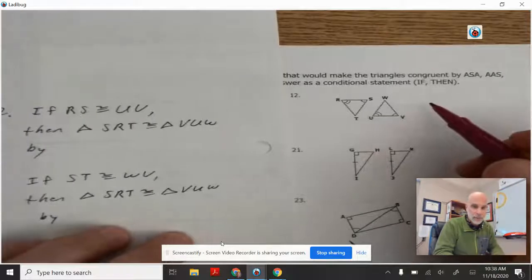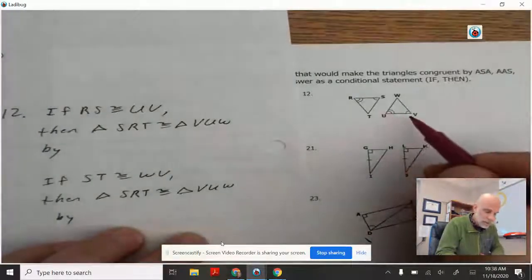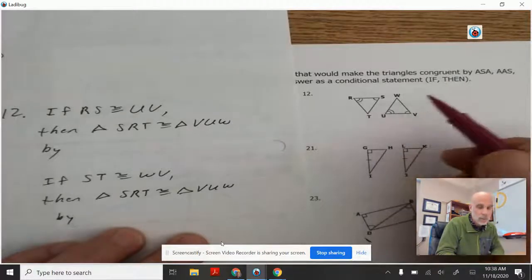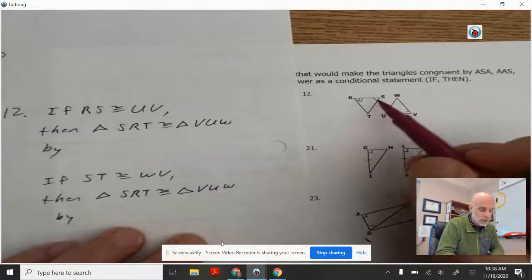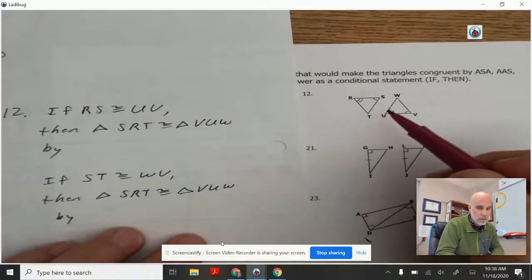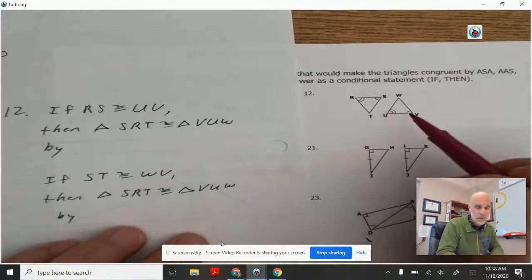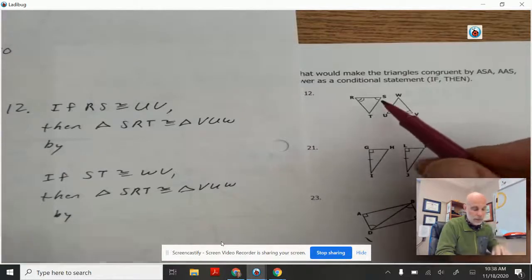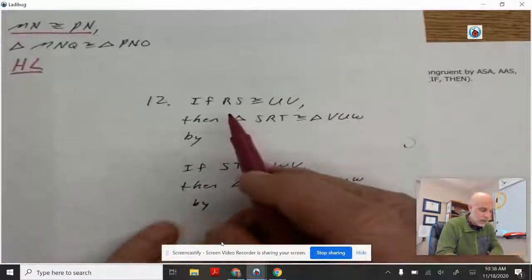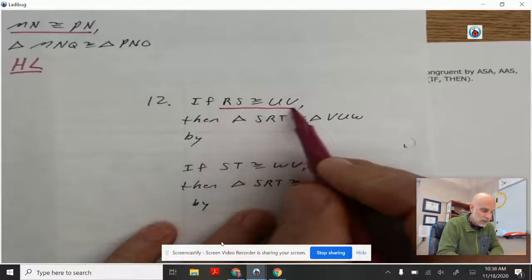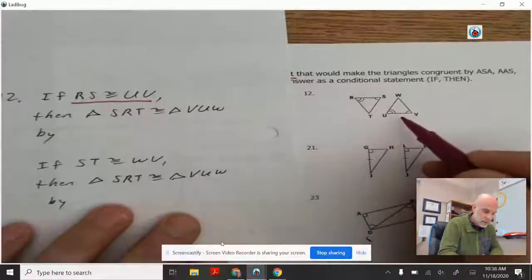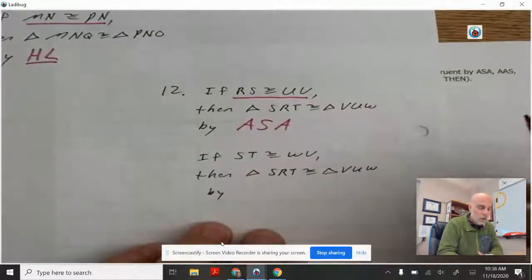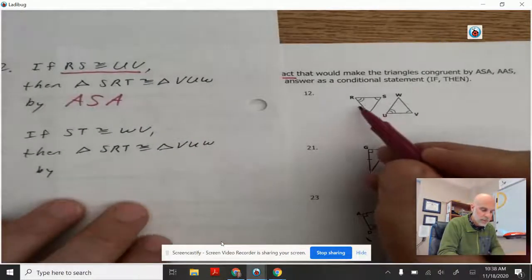Number 12, here's one right here. Let's look at it. Remember this, some of you would be tempted to add the third angle, which is true, but angle, angle, angle does not guarantee congruence. We've already gone over that. That just means they're similar. It means one could be bigger than the other. So I might add, if RS is congruent to UV is what I saw. I wanted to put a tick mark there and there. And then I knew this one would be angle, side, angle.